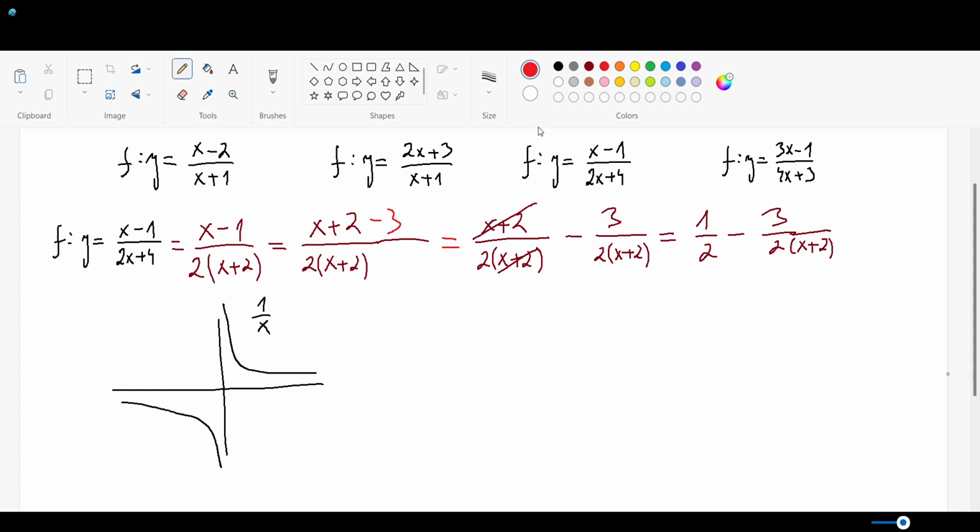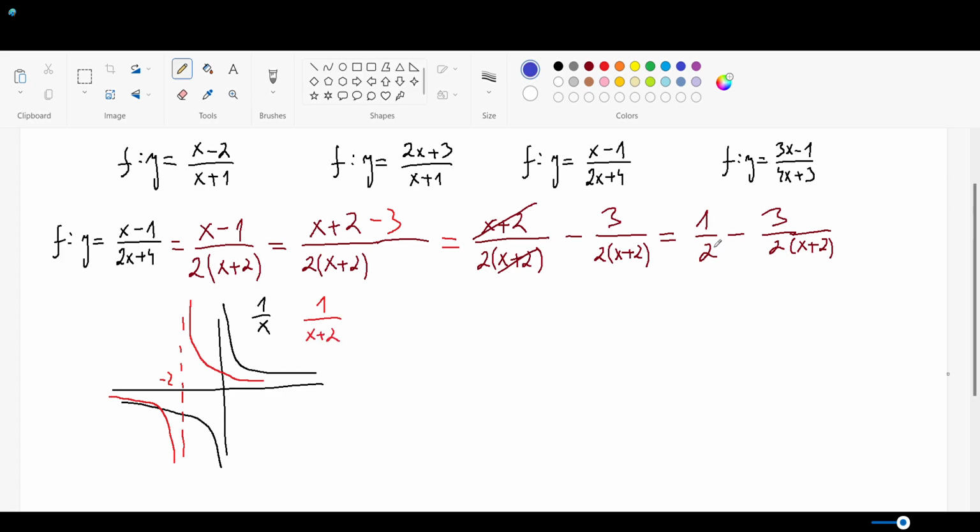Okay, the next thing we can apply is the transformation plus 2, which means basically we will move our graph and our vertical asymptote to negative 2. So if you think about it, the graph will be like this, and the red graph is then the function 1 over x plus 2.